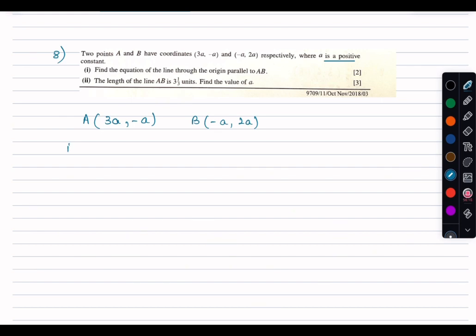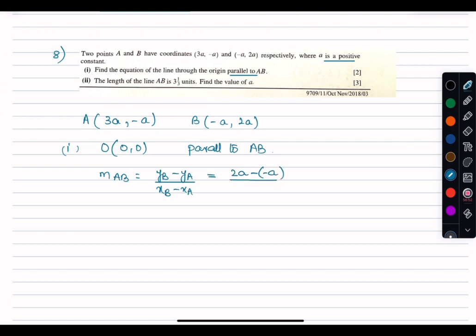So find the equation of the line through the origin. We are talking about the line through the origin, that means (0, 0), and it has to be parallel to AB. That's the key point here. It's parallel to AB, meaning the gradient needs to be the same. So the gradient of AB is y of B minus y of A divided by x of B minus x of A, which is 2a minus (negative a) divided by negative a minus 3a.